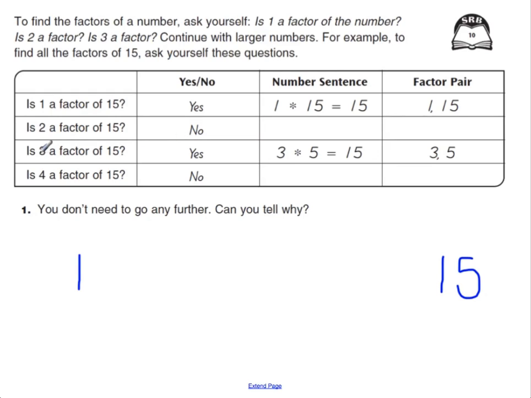Move on to 3. Is 3 a factor of 15? Well, if I think about my 3 facts, I know that yes, it is, because 3 times 5 is 15. 3 and 5 are a factor pair for 15. So I'm going to put my 3 on my list, and I'm also going to put my 5 on my list. Now I move on. Is 4 a factor of 15? Well, 4 times nothing will equal 15. 4 times 3 is 12. 4 times 4 is 16. So no, 4 does not work out.